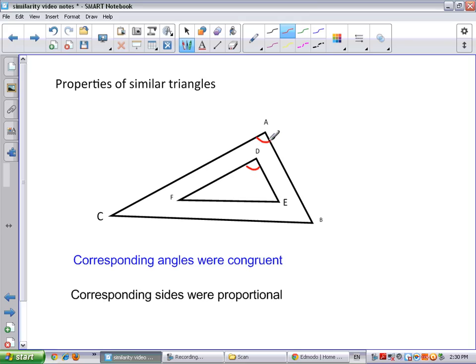We're going to get into this concept in the next slide, but really the gist is that angle D and angle A correspond and are congruent. Angle C and angle F correspond and are congruent. And angle E and angle B correspond and are congruent. And then if you took the measurements of those sides and found the ratio, you'd have that they were proportional.